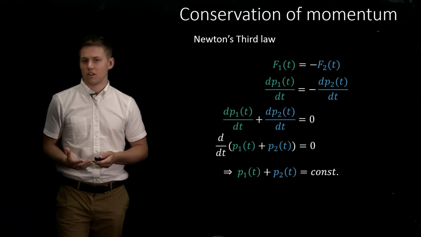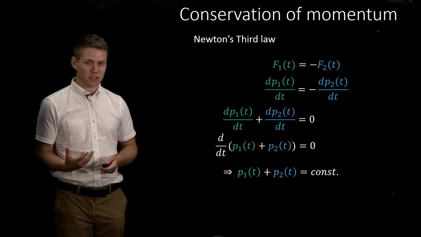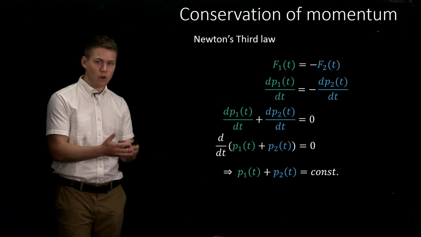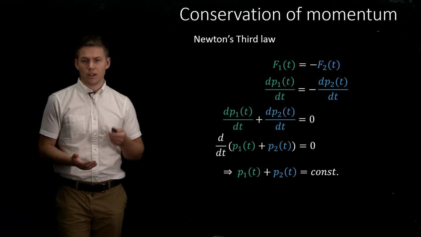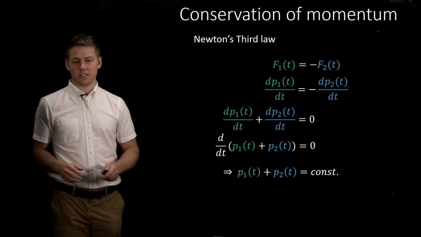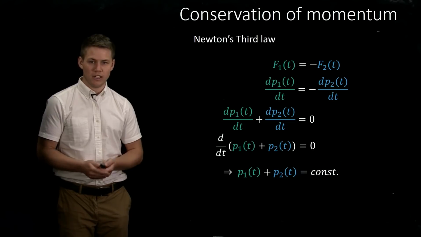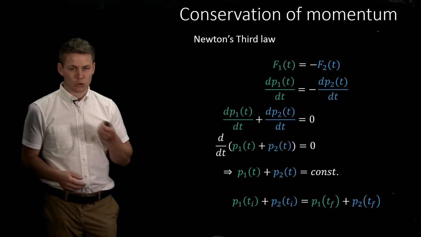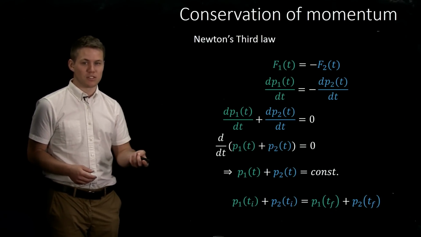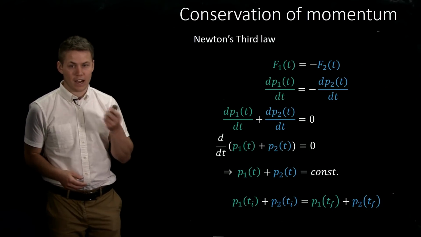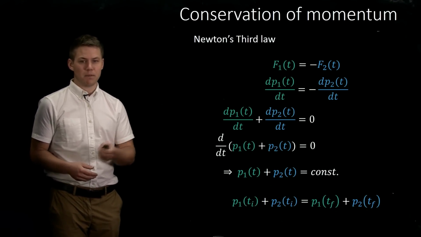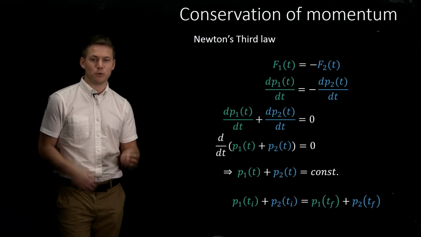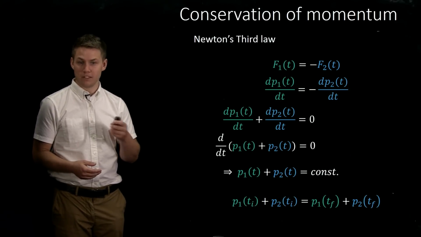What's the application of this? Well, here we didn't ever have to specify which time we were talking about. It could be the initial time, it could be the final time, or it could be some time in between. What that means is that we can pick any two moments in time, the initial and final time seems quite convenient, and we can write down this equation. Since it always has to be equal to the same constant, P1 at Ti plus P2 at Ti must be equal to P1 at Tf plus P2 at Tf.